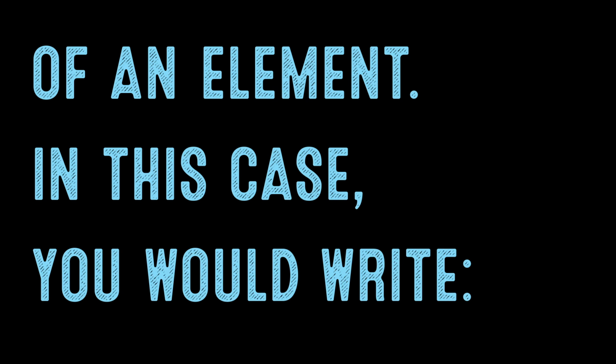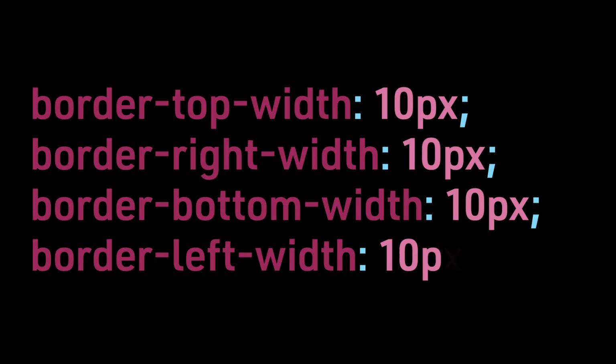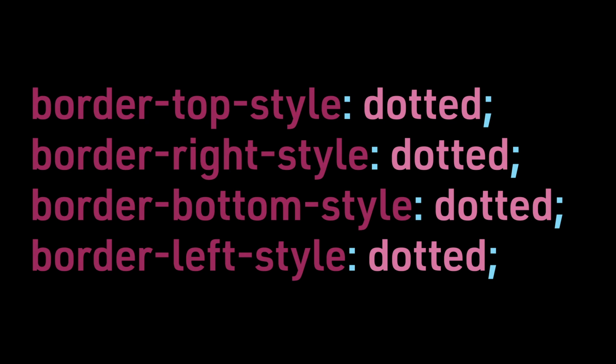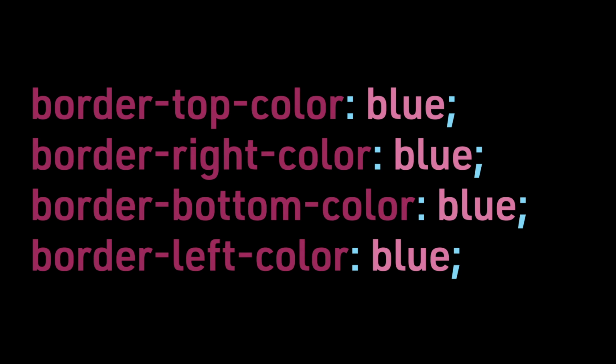In this case, you would write border top width, 10 pixels, border right width, 10 pixels, border bottom width, 10 pixels, border left width, 10 pixels. Similarly, border top style dotted, border right style dotted, border bottom style dotted, border left style dotted. And finally, border top color blue, border right color blue, border bottom color blue, border left color blue.